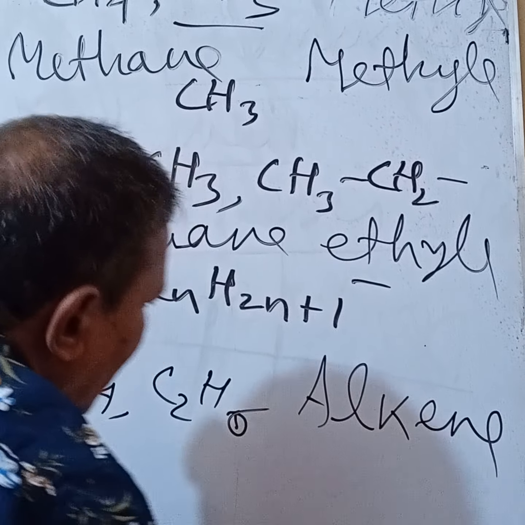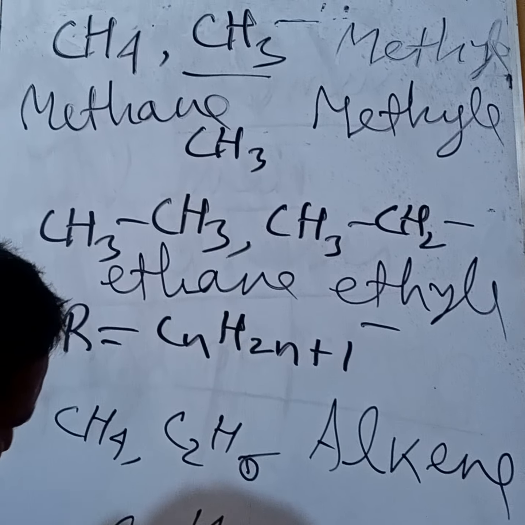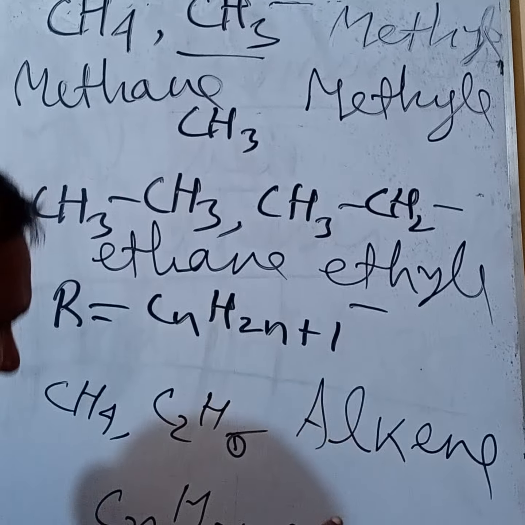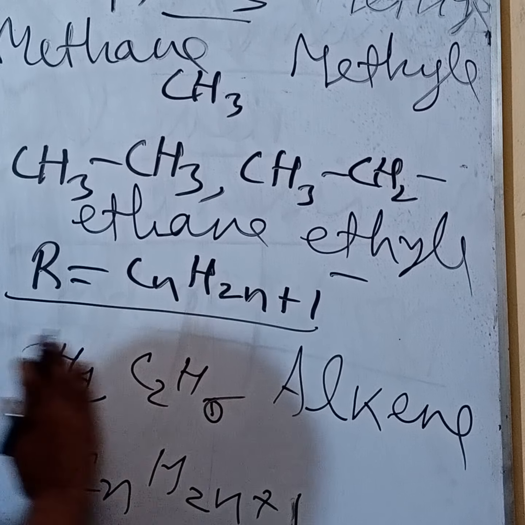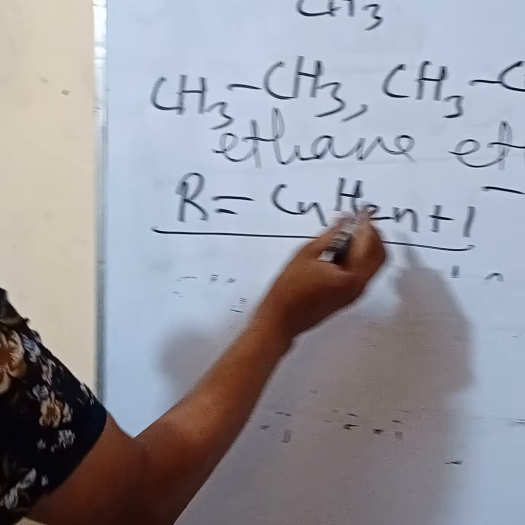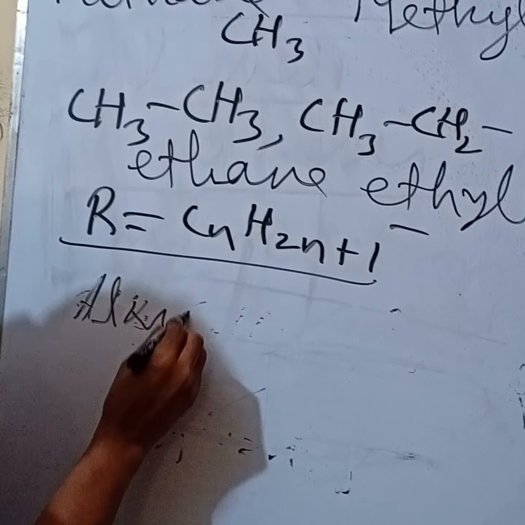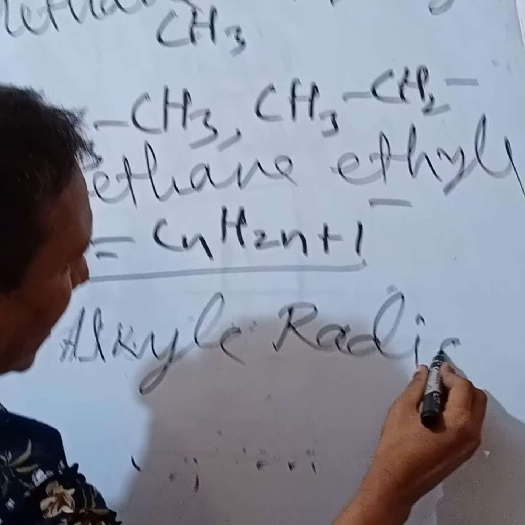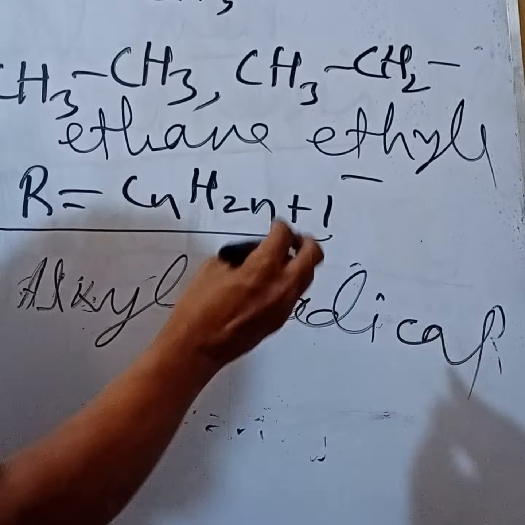Alkane. Its general structure is CnH2n+2. So if one hydrogen is removed, it becomes CnH2n+1, and R is the alkyl radical, CnH2n+1. Alkyl radical. Common name is R, CnH2n+1.